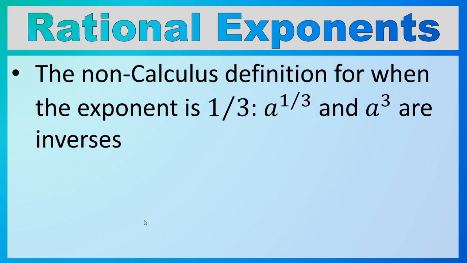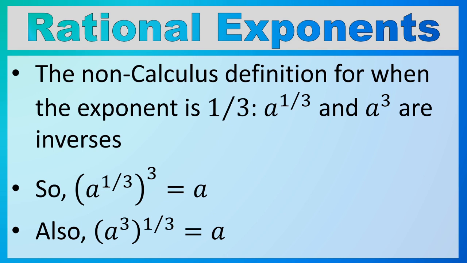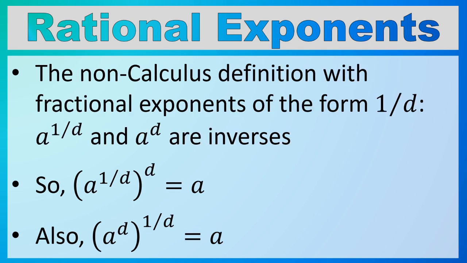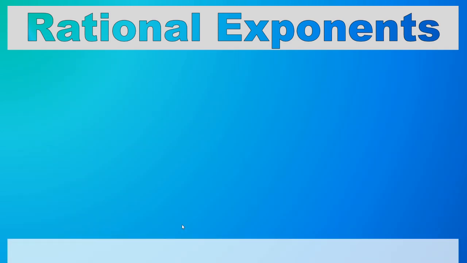The non-calculus definition for when the exponent is 1/3: a to the 1/3 and a cubed are inverses. So that means that a to the 1/3 and that cubed is equal to a. And that also means that a cubed and that to the 1/3 is equal to a. And likewise with d being a variable, and this non-calculus definition is at least 4, where d is a positive integer, which is all we need to know for this video.